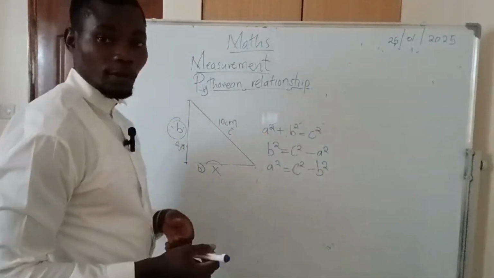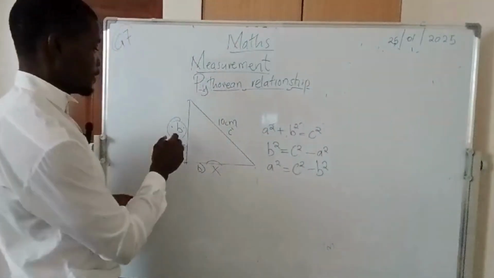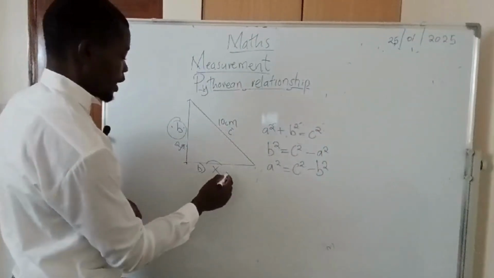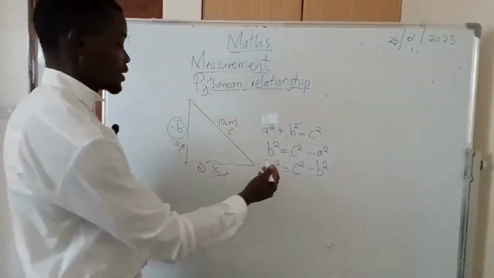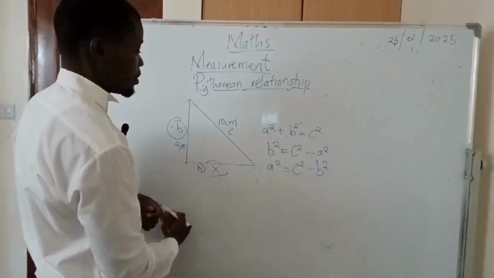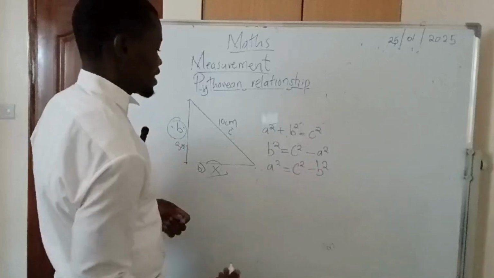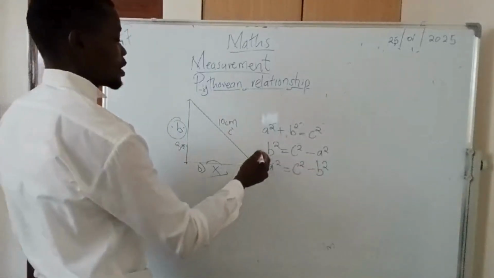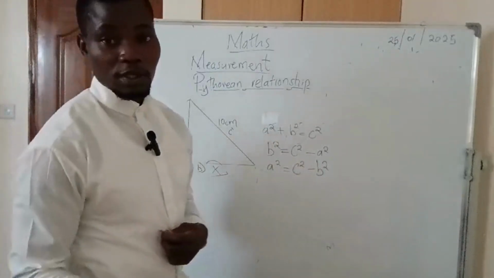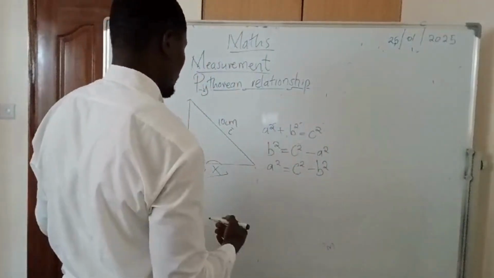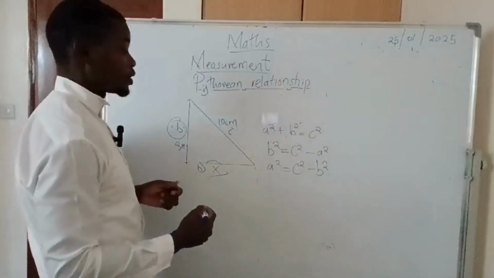Now, what do we do if we've been given the perpendicular height and the hypotenuse, and then we are asked for the base? The formula will still be here. So this is our base. The formula will be b squared is equal to c squared minus a squared. Now, how do you do that? You'll come here and substitute the formula.